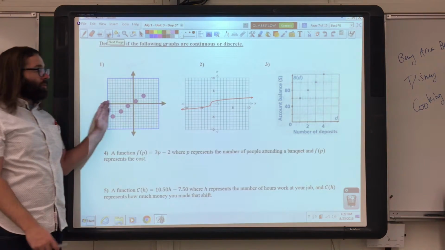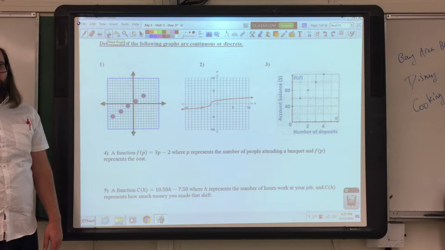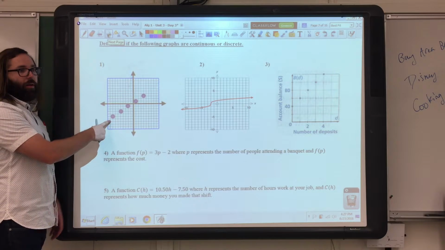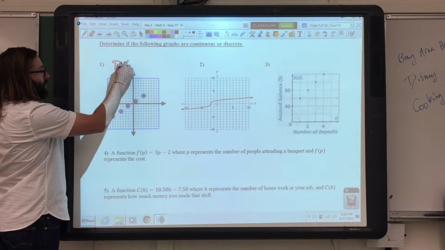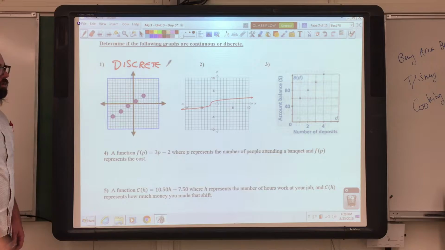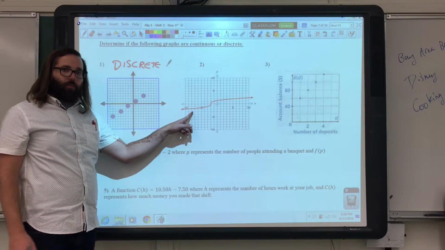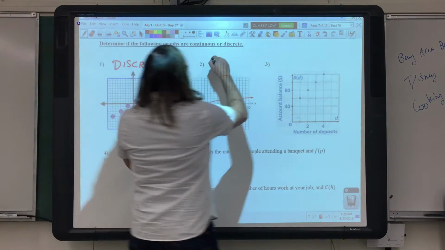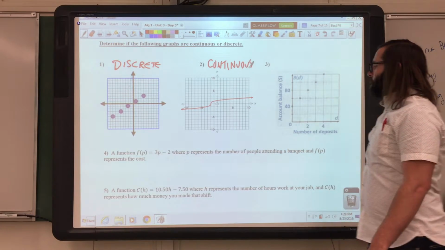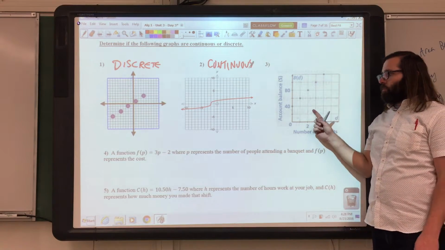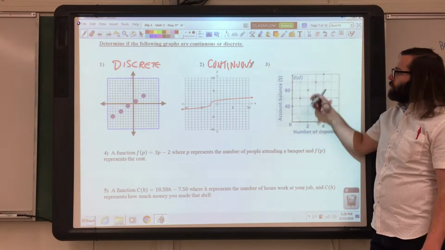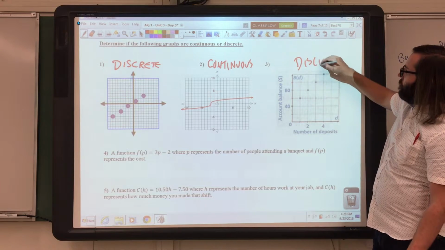Okay, so we just have to label or determine whether or not these are continuous or discrete. Connected, yes or no? No. This is discrete. Connected, yes or no? Yeah, so this is continuous. Connected, yes or no? No. This is discrete.